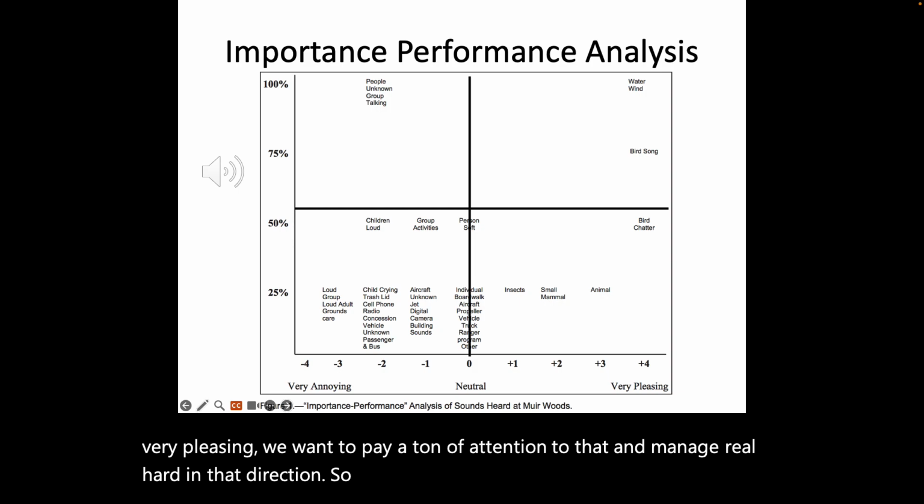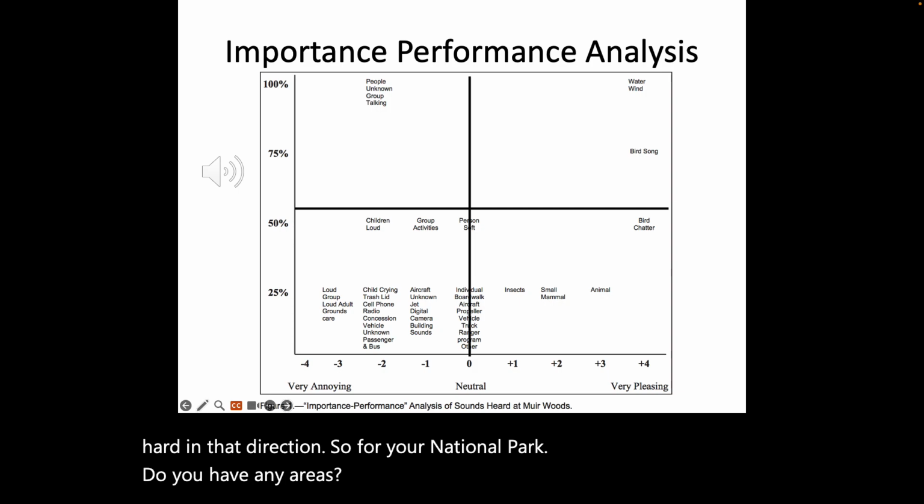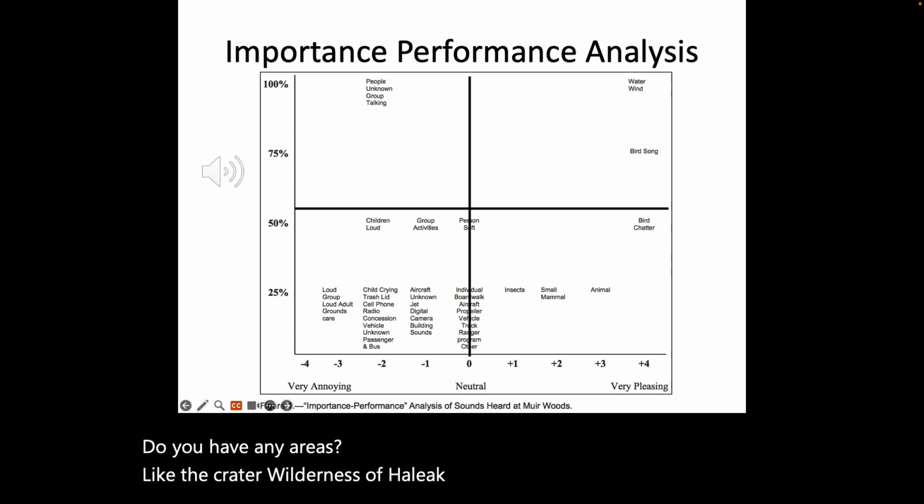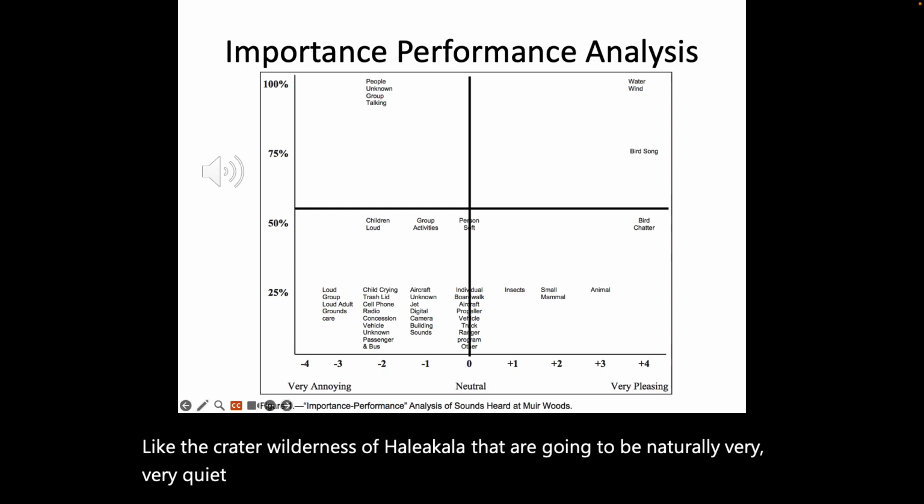So, for your national park, do you have any areas like the Crater Wilderness at Haleakala that are going to be naturally very, very quiet? And people are really going to know it if there's a bunch of annoying human sounds.